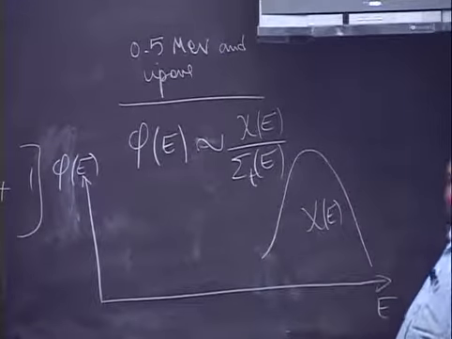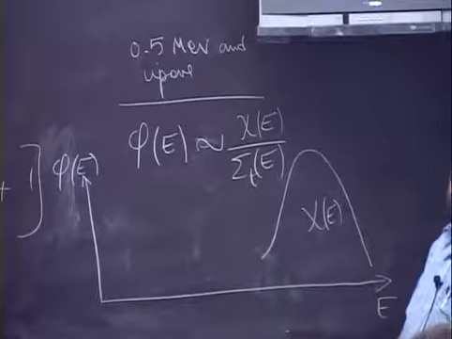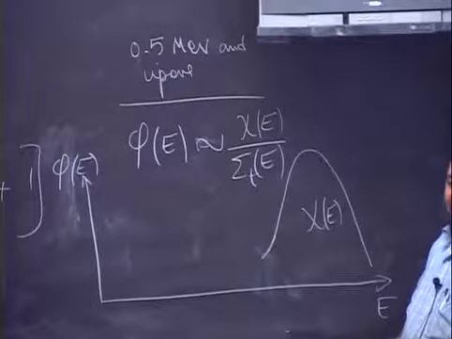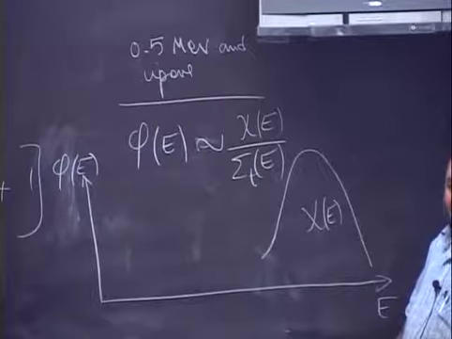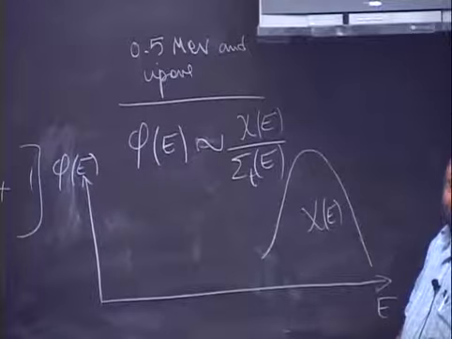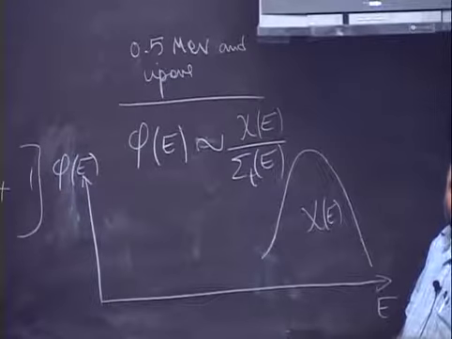We were able, by just doing neutron balance on the energy bins inside this region, to figure out that if I am above half a MeV, which is 500 kilo electron volt, the flux, to a very good approximation, can be taken as proportional to chi of E divided by sigma total of E. So this is the first thing.